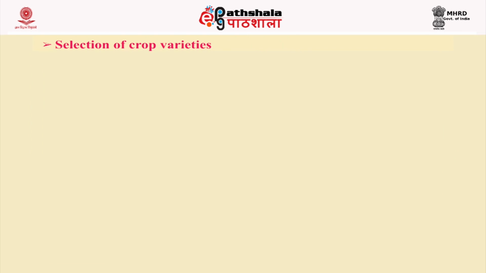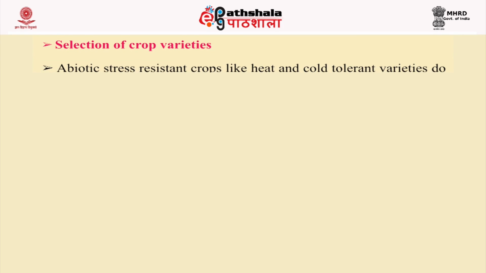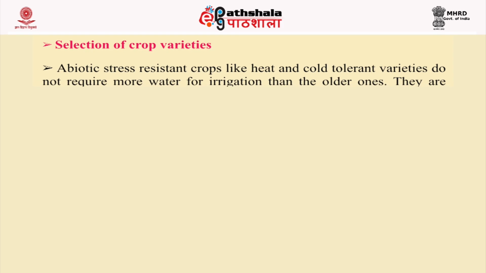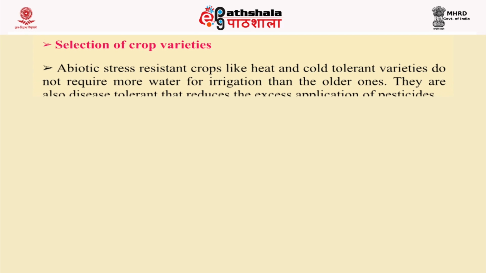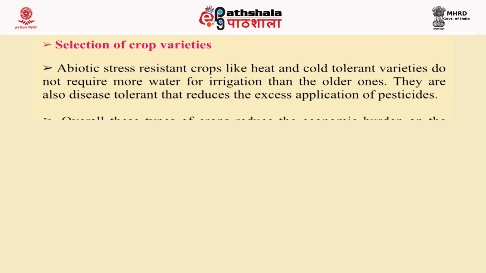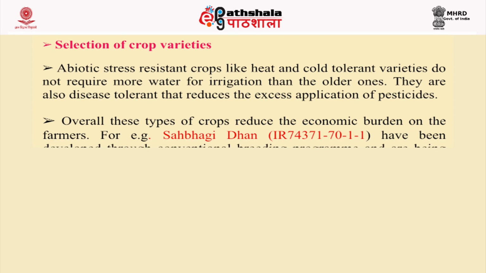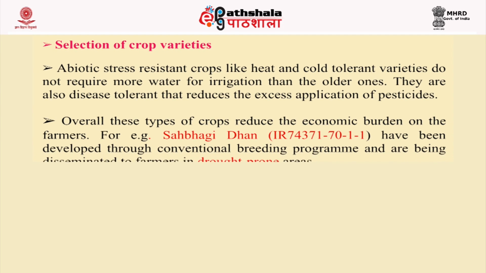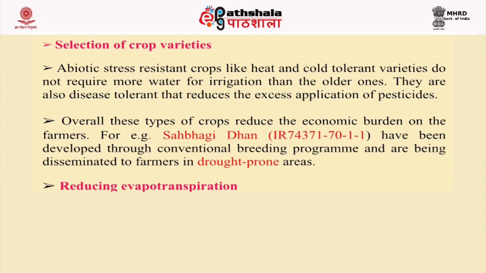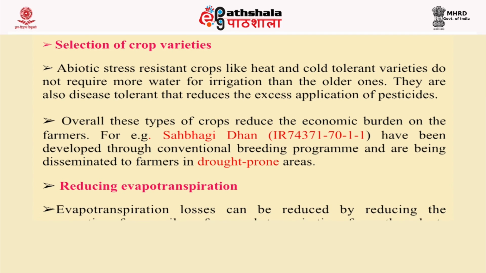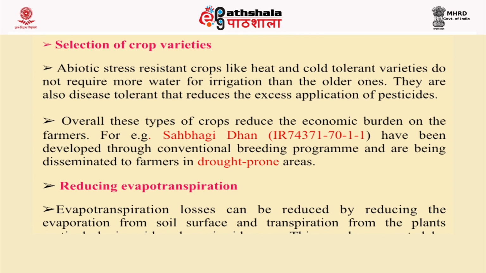Next option can be selection of crop varieties. Abiotic stress resistant crops, like heat and cold tolerant varieties, do not require more water for irrigation than the older varieties. They are also disease tolerant, that reduces the excess application of pesticides. Overall, these types of crops reduce the economic burden on the farmers. For example, Sahbhagi Dhan has been developed through a conventional breeding program and is being disseminated to farmers in drought prone areas.